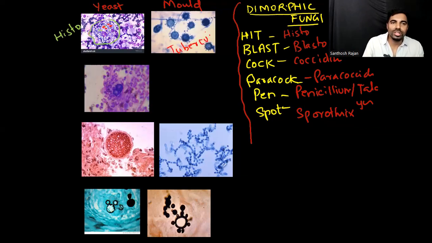Histoplasma should come to mind here. Tuberculate macroconidia, like this, see these things. These are tuberculate in shape. So that is how histoplasma is. You got it? Easy. I told you the story of Histo, so you will not forget it.